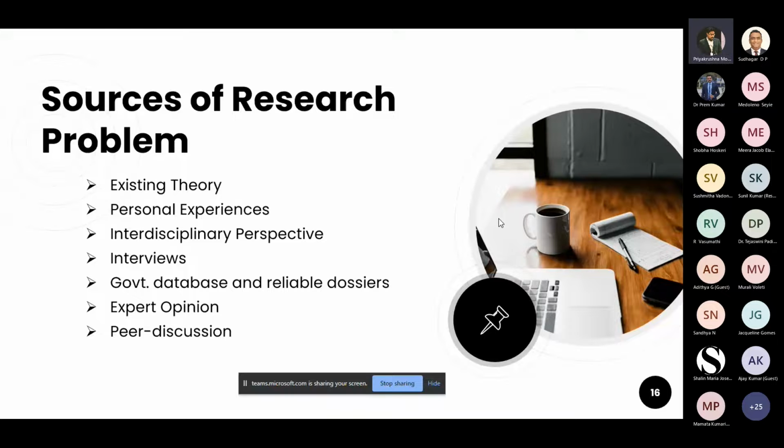Then comes the interdisciplinary perspective. This is one of the most important aspects for people whose discipline is already overstudied. Some disciplines like commerce or economics have so many things overstudied that they will not find many aspects that have not been studied. So for them, the best way to approach is to look for problems in other disciplines.